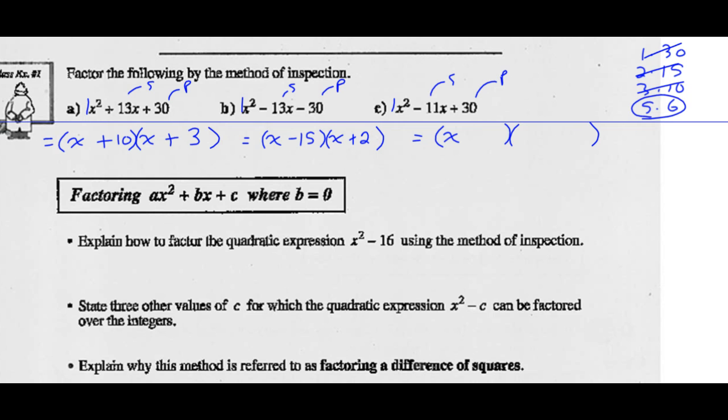So I'm going to put my x in front of each bracket to get x squared, and then I'm going to use the 5 and the 6. Those are the only numbers that multiply to 30 and add to negative 11, so it's going to be minus 5 and minus 6.